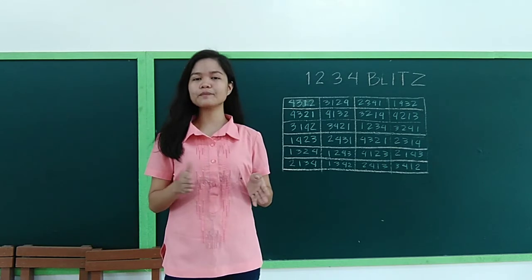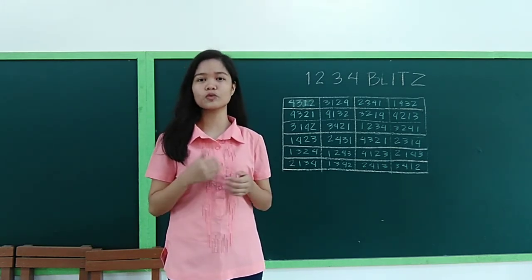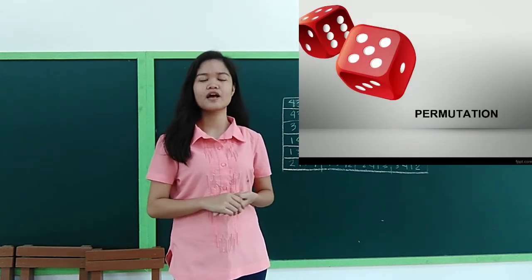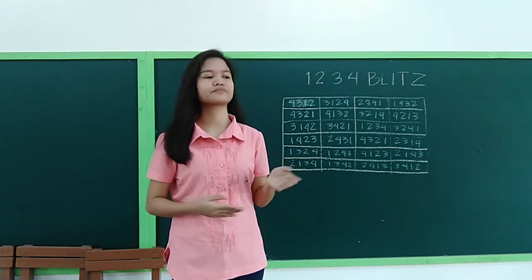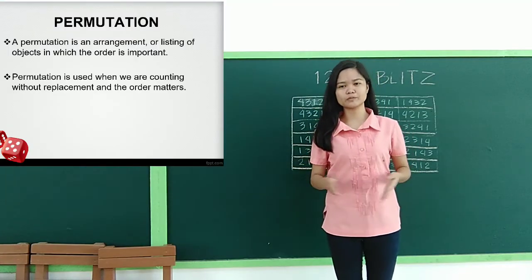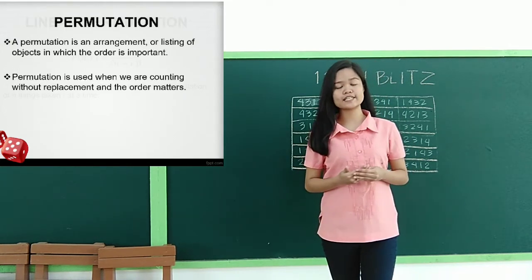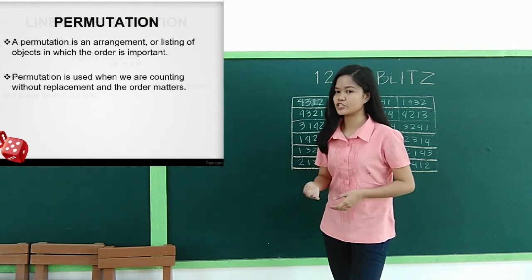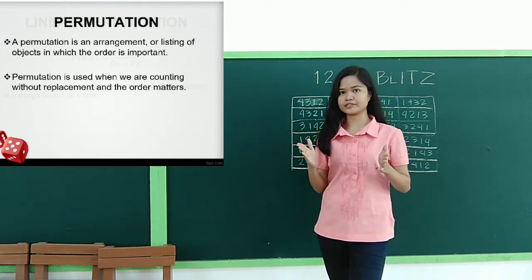Instead of listing all the possible arrangements, mathematics has an easy way of solving problems which is concerned with arrangement, and that's called permutations. So what is permutation? How to solve problems involving permutation? Let's define permutation. A permutation is an arrangement or listing of objects in which the order is important. Permutation is used when we are counting without replacement and the order matters.